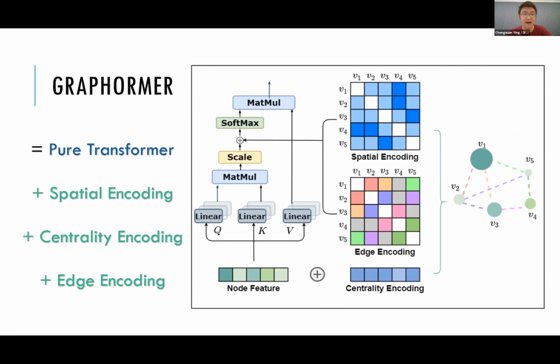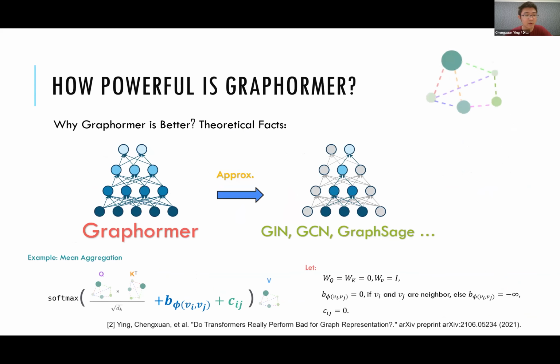So to summarize, Graphormer is built on a pure transformer model with 3 structural encodings: the spatial encoding, the centrality encoding, and the edge encoding. Equipped with these encodings, Graphormer can better model the relationship for node pairs and represent the graph. Then we also show that Graphormer is more powerful than other GNN variants by showing Graphormer can approximate the aggregators of GIN, GCN, and GraphSage. For the details, please refer to our paper.